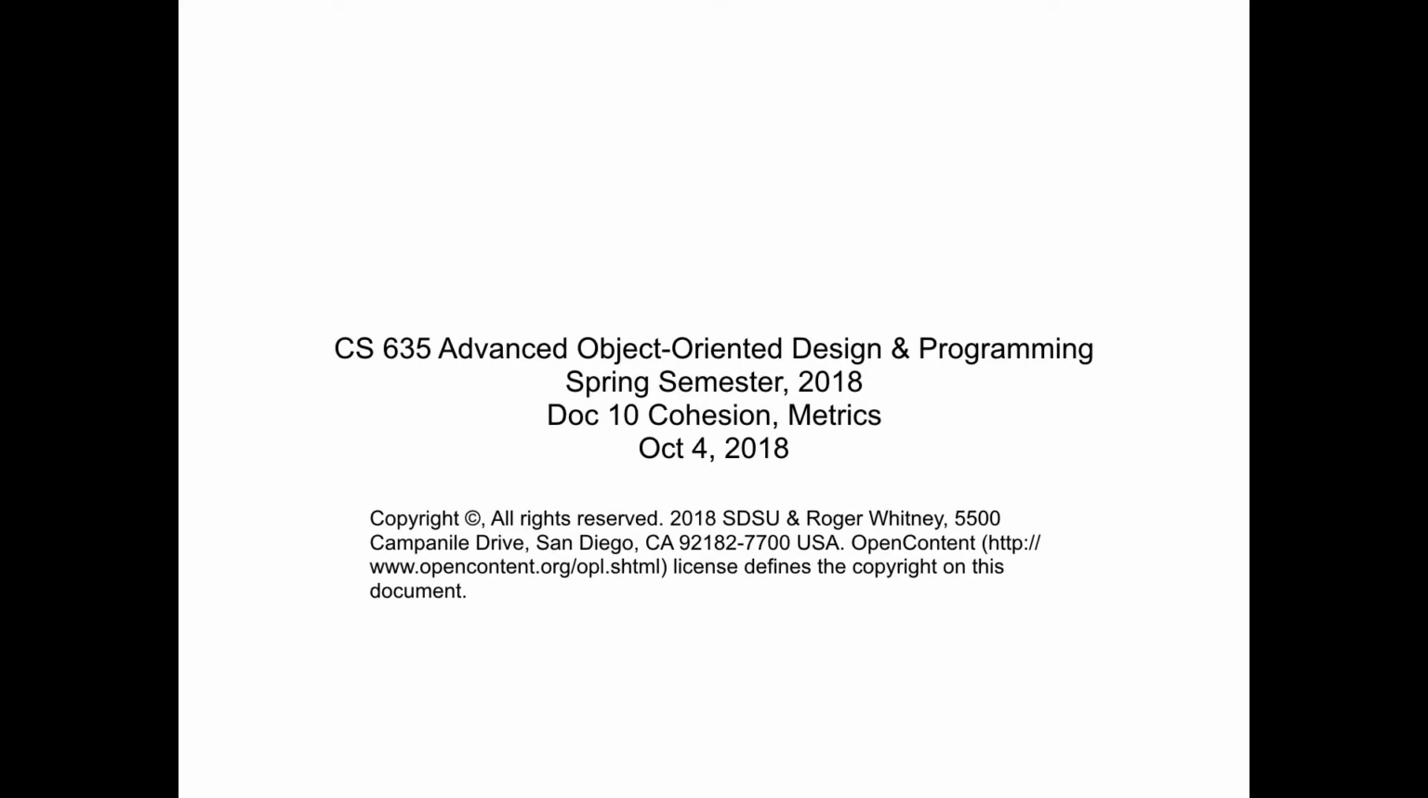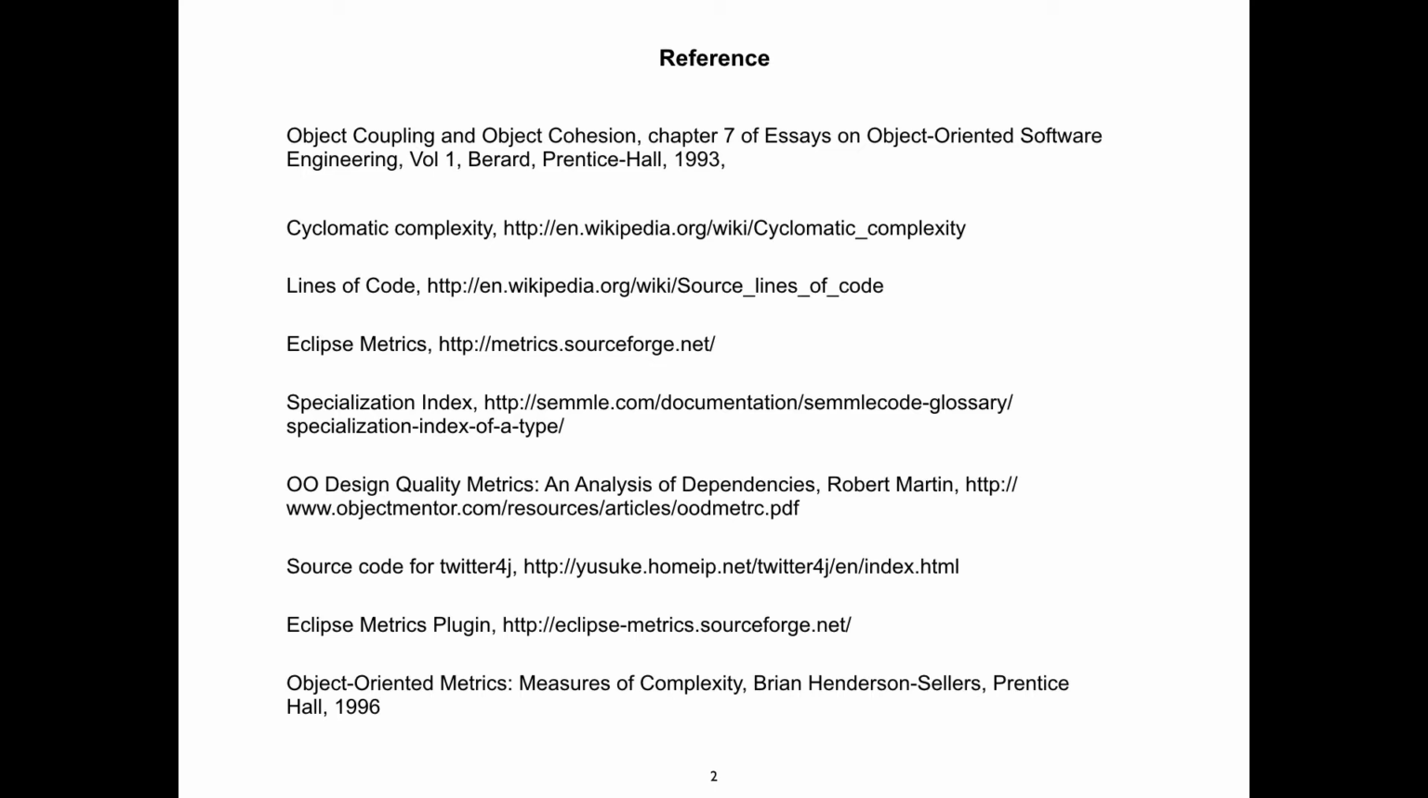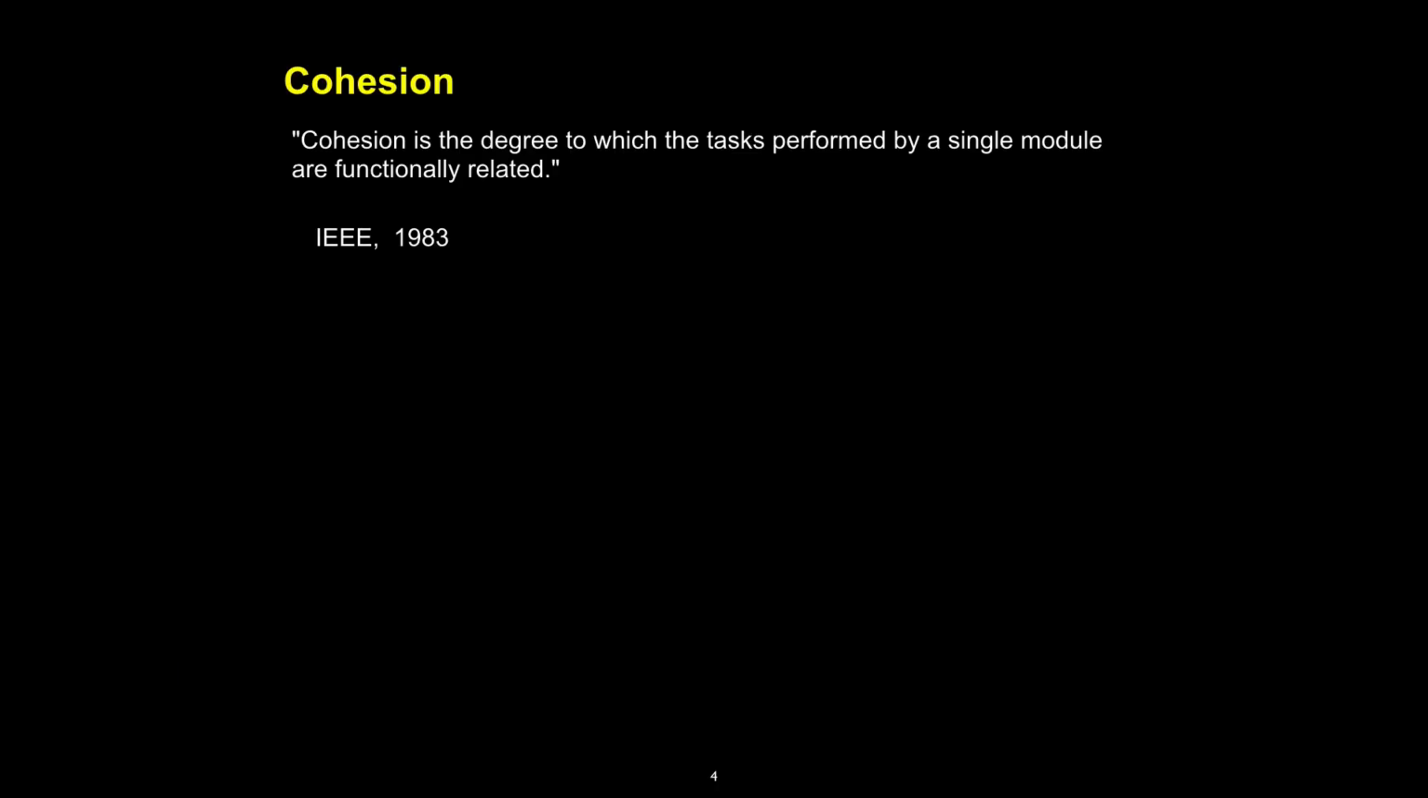So that's coupling. Ideas in coupling, which is again how things are tied together. Cohesion, right, is the degree to which tasks performed by a single module are functionally related. How well do all the pieces in your module fit together? Do they belong there or not?